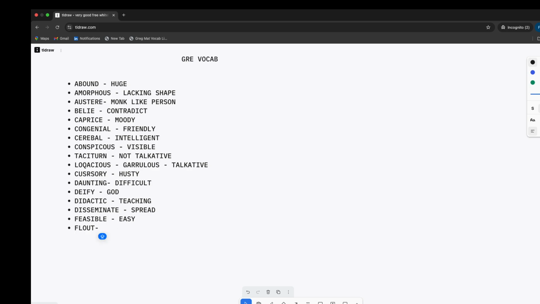Homogeneous is something which is same or uniform. Heterogeneous is different. Then you have obsequious. This is something which is obedient. The person is very obedient.